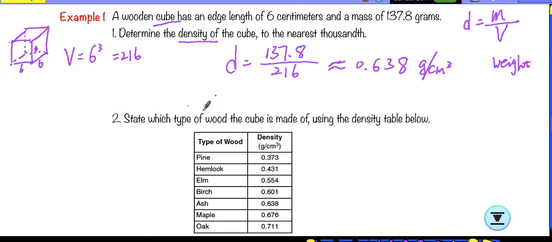Now let's go back to check the second question: state which type of wood. If we need to compare which type of wood, we need to compare the density. So this density is 0.638. If we compare this, which one is closest, or which is located here? That's why we know the type of wood is going to be ash, using the density, since they have the same one.